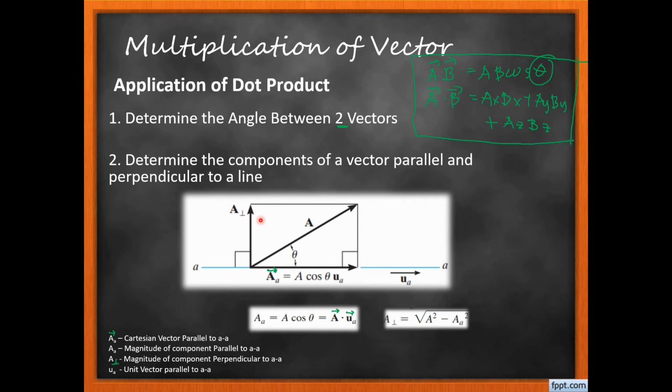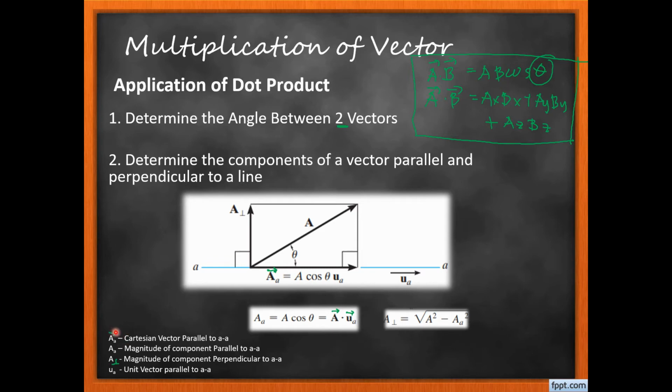And dahil triangle yung nabuo natin na figure dito, so pwede natin gamitin yung Pythagorean theorem para makuha naman yung component of A perpendicular doon sa ating line na A dash A. So using yung Pythagorean theorem, so mayroon tayong A perpendicular to line A, or yung magnitude of the force or vector perpendicular to A is equals to the square root of the magnitude of the vector A square minus the magnitude of the vector parallel to A square. Okay? So, ito yung mga notation natin.